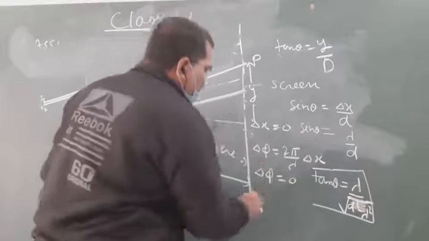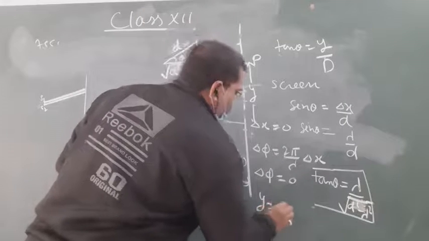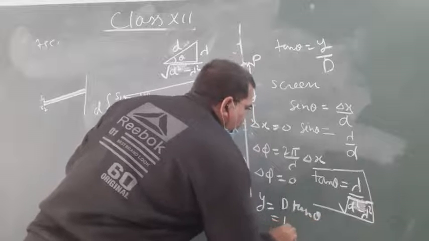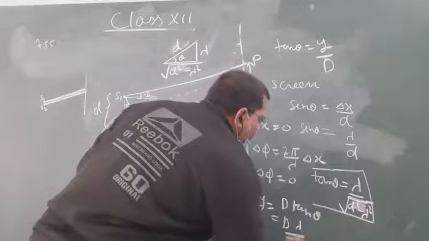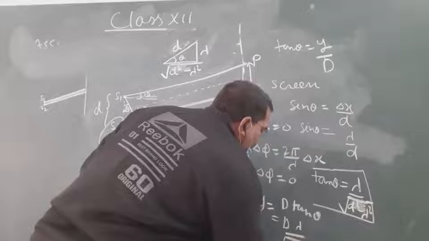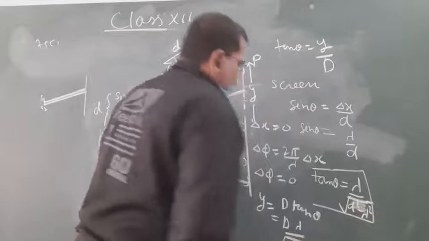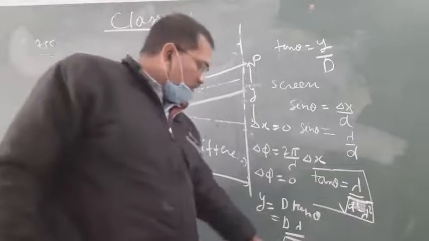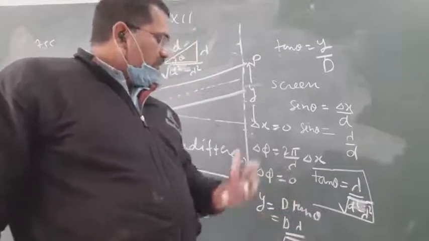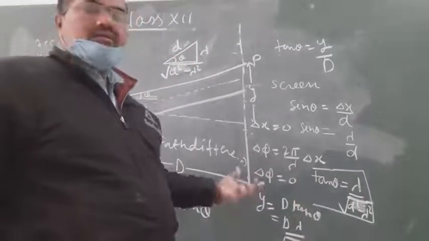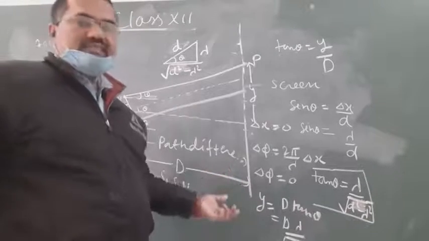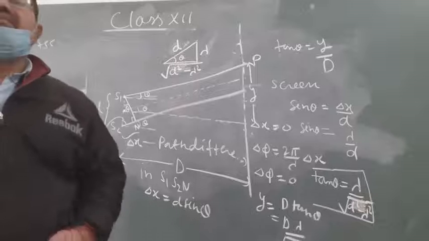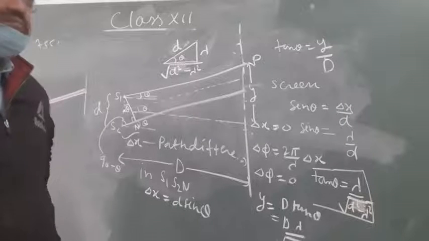So y equal to d tan theta, so d times lambda upon under root d square minus lambda square. We know the value of capital D, we know the value of small d, we know the value of lambda here. So you can find the position of the first maxima from this equation. Okay.